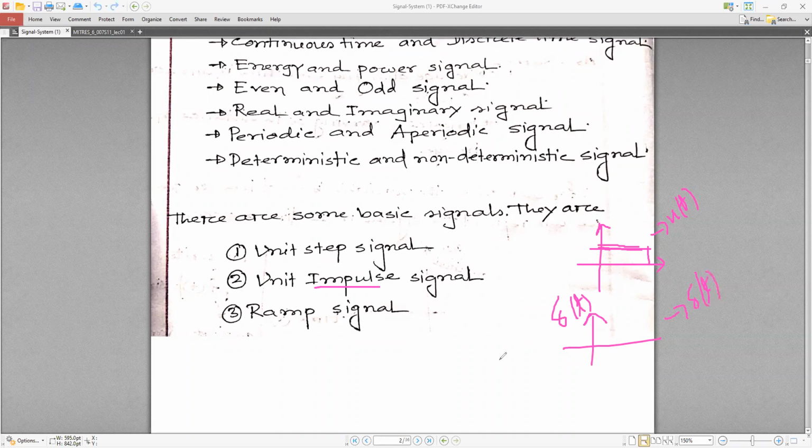And the ramp signal. A ramp signal will be like this. Okay, that is the ramp signal, t u(t). That is the step, impulse, and the ramp. Three kinds of signals. These are the basic signals: unit step signal, unit impulse signal, and the ramp signal.